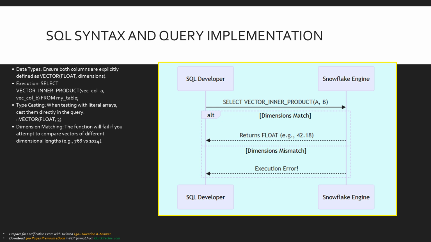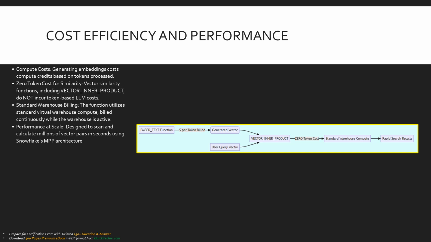However, if there is a dimensional mismatch, say comparing an Arctic model vector to a Voyage model vector, the engine aborts the calculation and throws an execution error, protecting your application from invalid mathematical comparisons. As architects, we must strictly govern our cloud costs. There is a massive financial distinction you must understand when building AI pipelines in Snowflake.